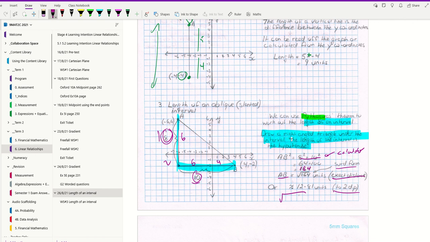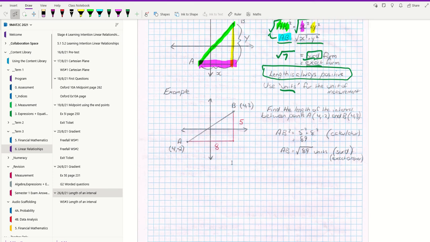I guess if I can find a calculator, I should quickly do that again and find out what it was before, and it was actually 12.806. So I rounded it up to 12.81. So it's 12.81 units to 2 decimal places.